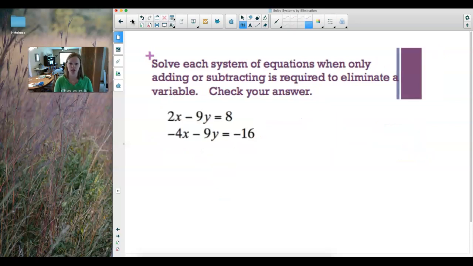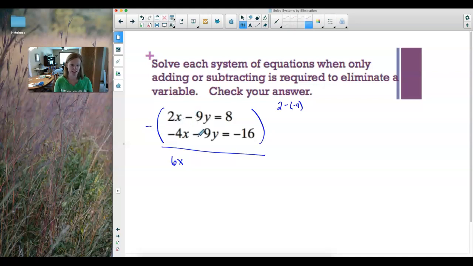Okay, so let's look at another example. On this one, what I noticed is that the coefficient of the x's is not the same, but the y's are identical. They're not opposites this time, they are identical. So instead of adding, I'm going to subtract the two equations. 2x minus 4x, remember 2 minus a -4 is 6. So that's going to give me 6x.